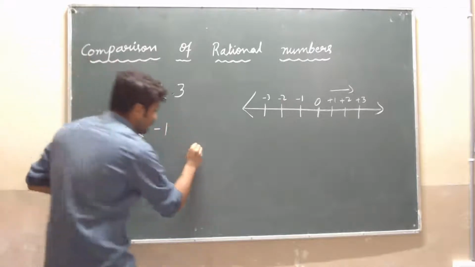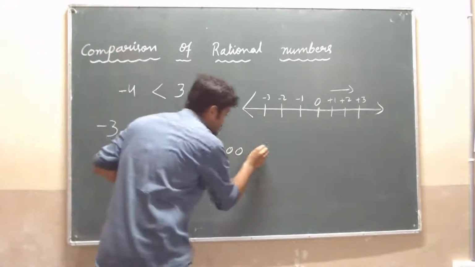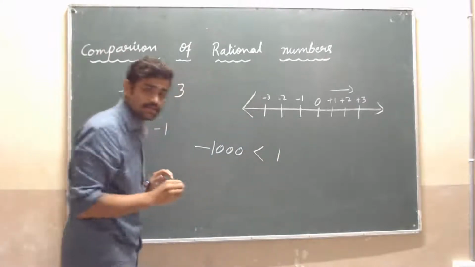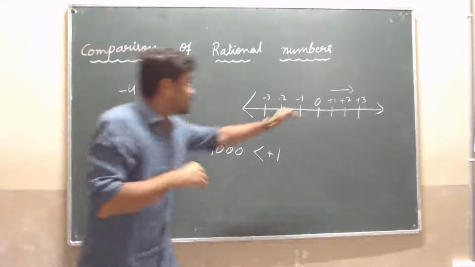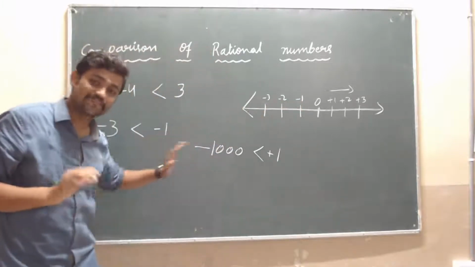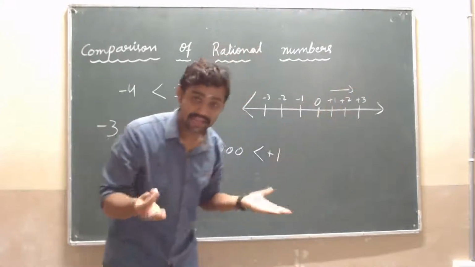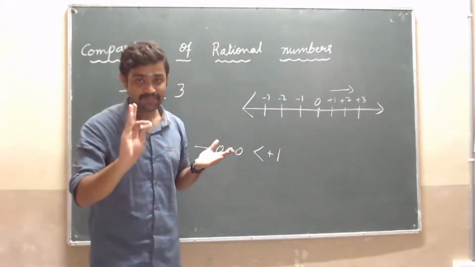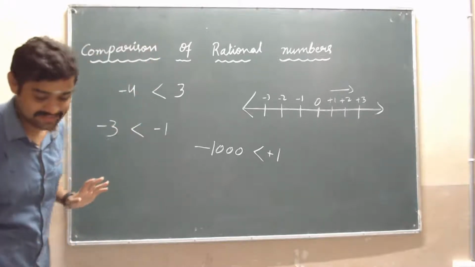Then -1000 is smaller than +1. Why, sir? Because as we move left side, the numbers will decrease, sorry, and as we move right side, the numbers will increase. Understood? Then come to comparison between rational numbers.